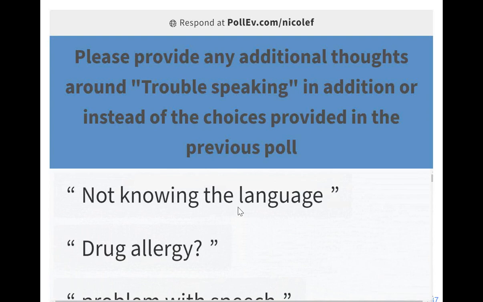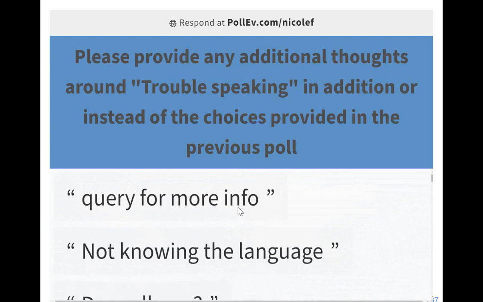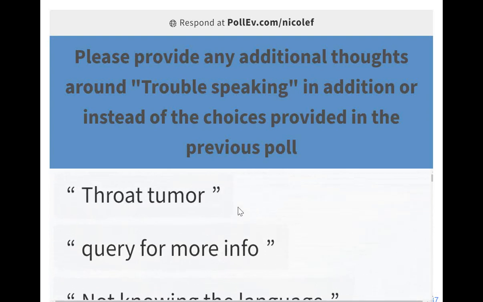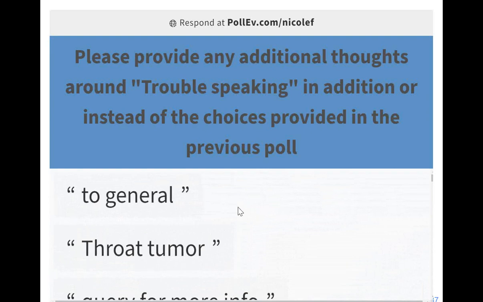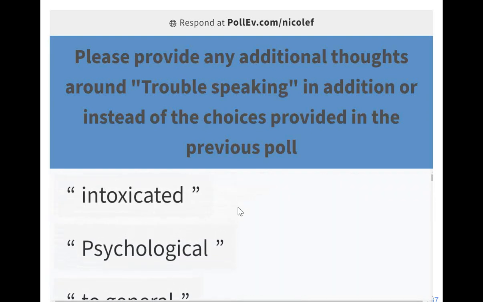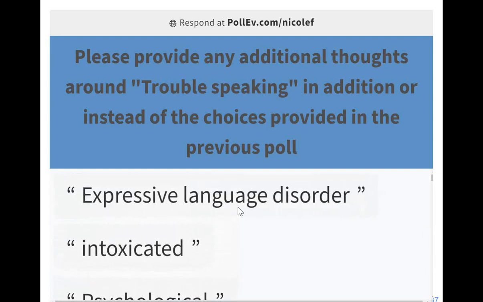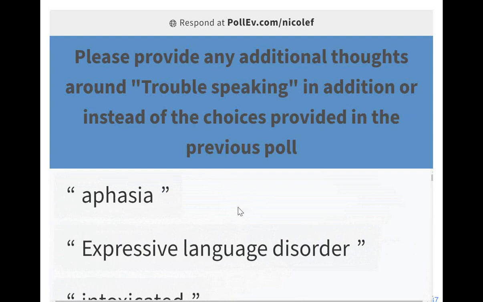Not knowing the language, oh, there's another one. That's a new perspective. That is definitely a new perspective. And see, because we have such a great international audience, that one came up, which is great. Throat tumor, too general, lots of different things. Okay, I'm going to give another couple seconds, make sure. Intoxicate. Oh, yeah, there's a good one too. Didn't think of that either. Could be a drug intoxication, an alcohol intoxication, and you might not be able to speak right.